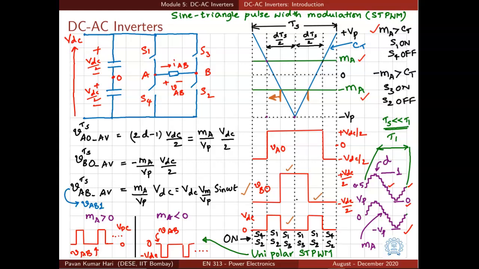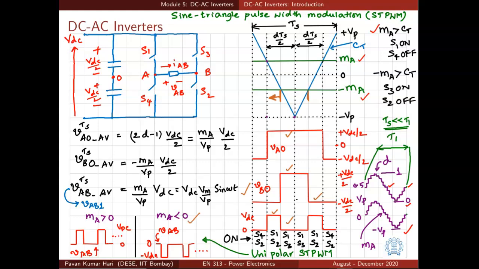It is 0 when both are minus VDC by 2. That means both VAO and VBO are minus VDC by 2, it is 0. And when VAO is plus VDC by 2 and VBO is minus VDC by 2, it is VDC, and it will become again 0 because both VAO and VBO are plus VDC by 2, and it goes on.